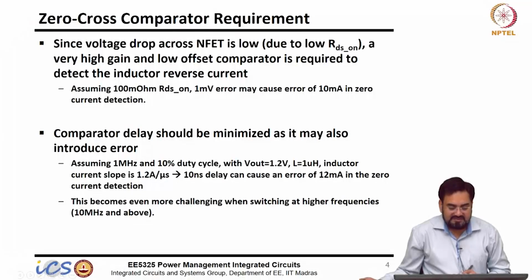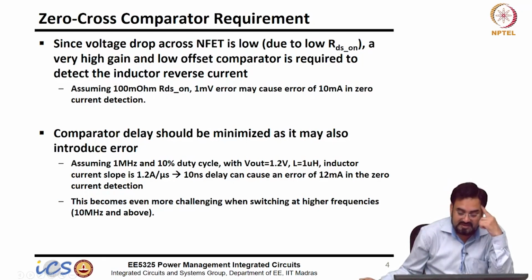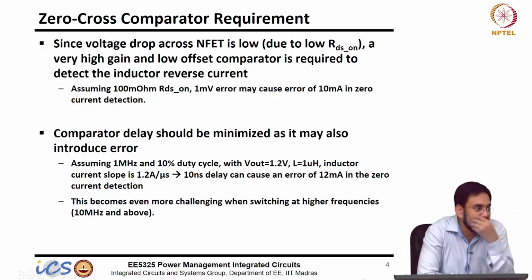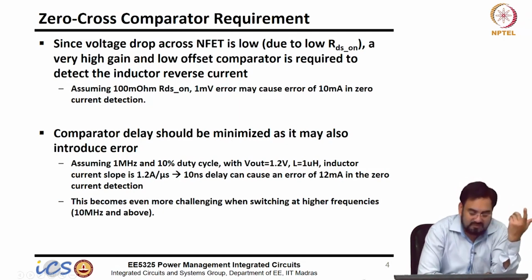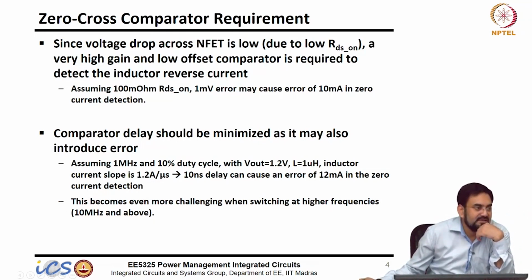So these are the requirements for the zero cross comparator. Since the voltage dropped across the FET is low, we know the RDS(on) is very low, on the order of 50 to 100 milliohm. So even when you apply the full load, that will be only on the order of 50 to 100 millivolt, which means we need a very high gain and low offset comparator.